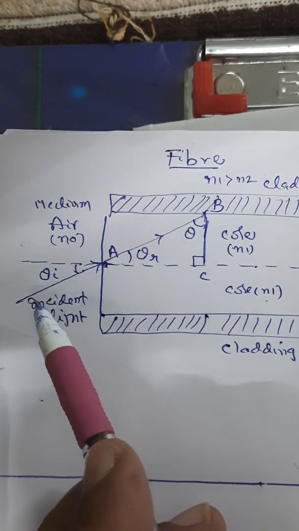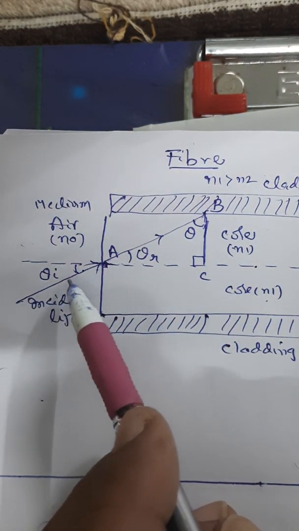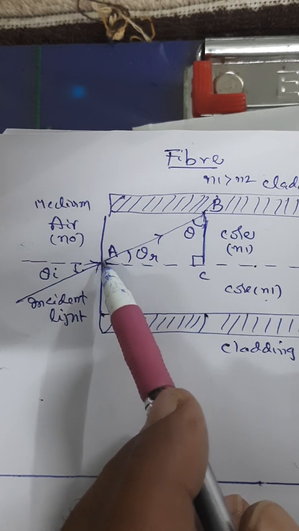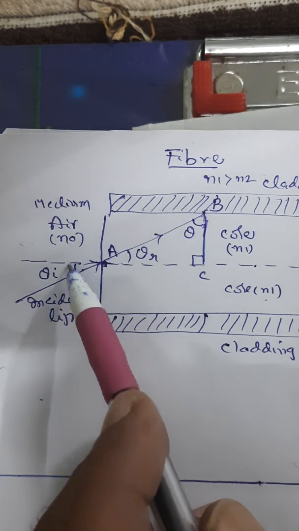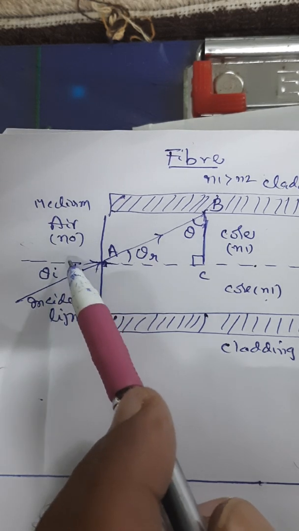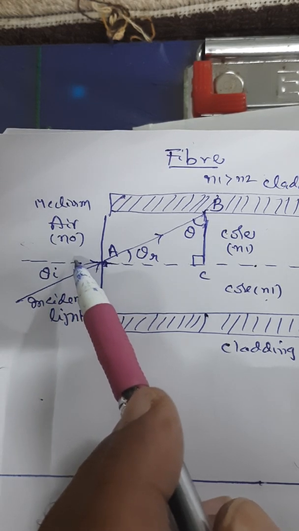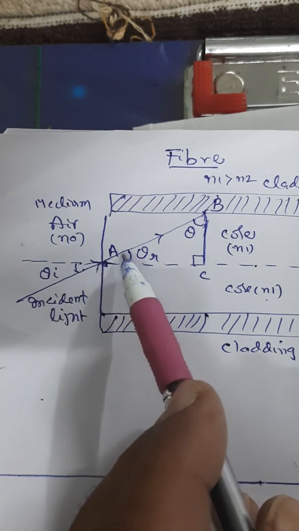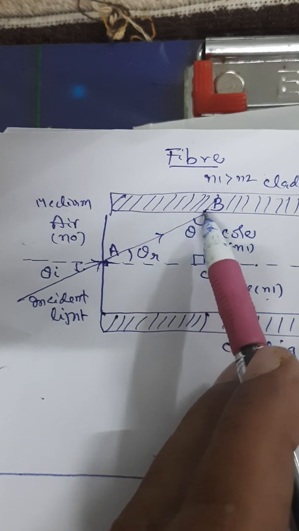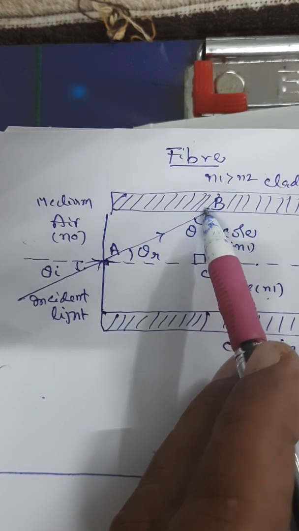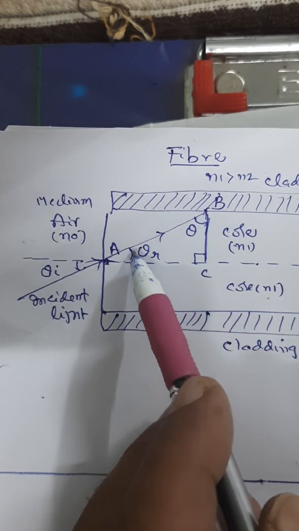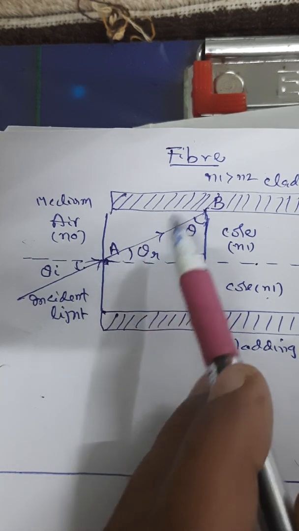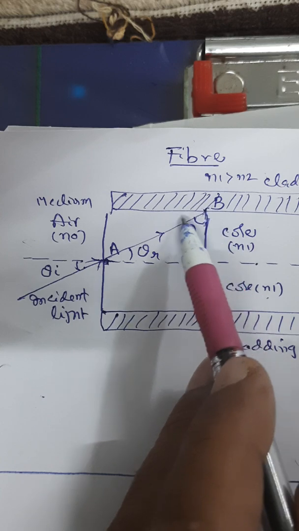That is, the incident light while entering into the core at point A makes an angle theta I. This is theta I with the fiber axis. In the core, it travels along AB and is incident at point B on the core cladding interface. Let theta R be the angle of refraction at point A and theta be the angle of incidence at B.